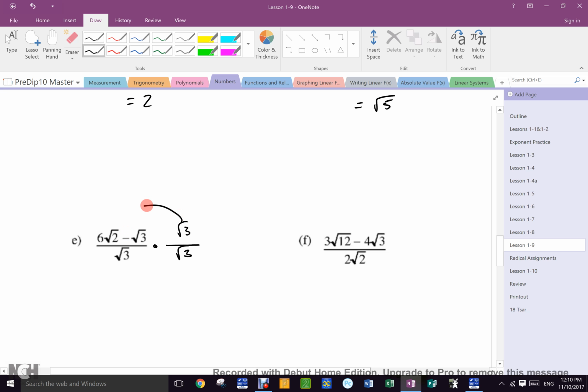Distribute. That root 3 goes there. So what do I get? 6 root 6 minus 3 over 3. Now what? What do you notice? There and there.